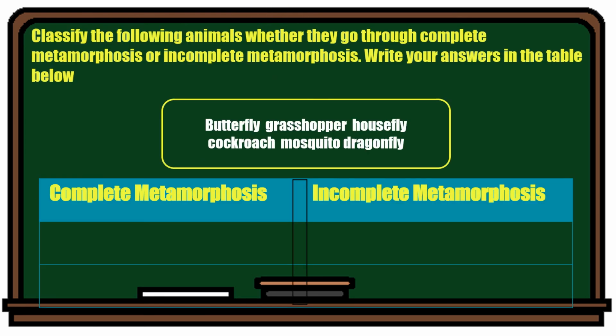Now class, let's have an activity. In this activity, you are going to classify the following animals, whether they go through complete metamorphosis or incomplete metamorphosis. Write your answer in the table below.